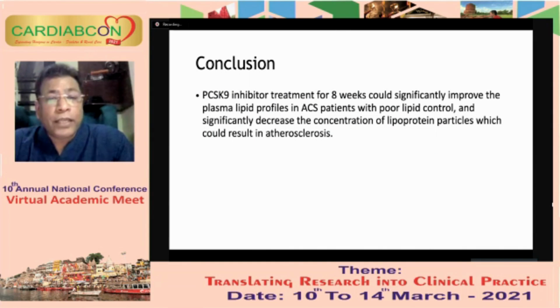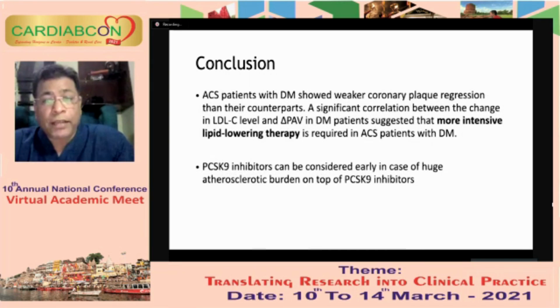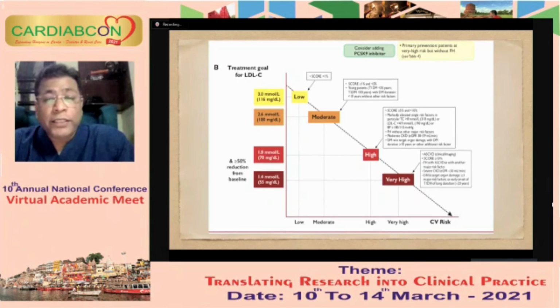And when given for 8 weeks, it could significantly improve the plasma lipid profile in ACS patients with poor lipid control, and maybe can reduce the recurrent events and finally save patient lives. So this is my final slide. This is what the topic was given to me: diabetes, PCSK9 inhibitors, how to stratify. So this is the way we stratify. We have already talked about it.